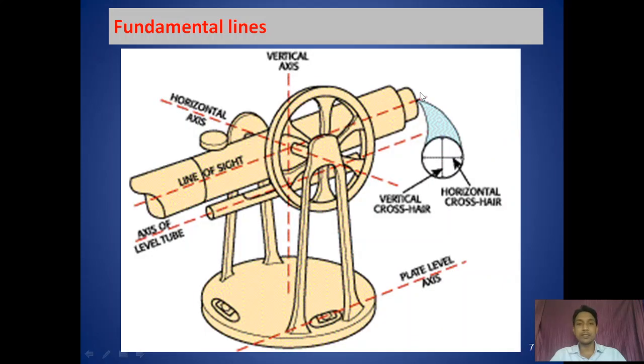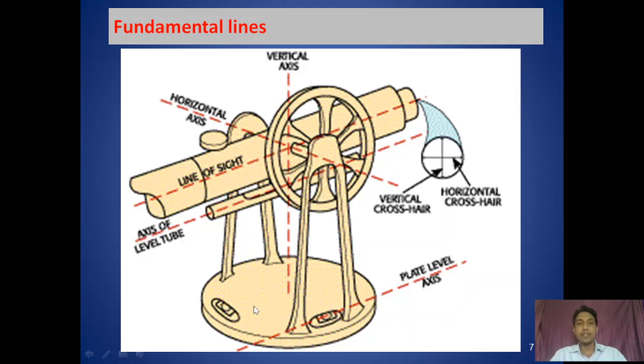So this is the figure which shows the different fundamental lines. Here vertical axis, horizontal axis, line of sight, axis of level tube. The level tube here has a bubble, and this line will be tangential to this bubble. And axis of plate level, again this axis is tangential to the plate level bubble. So these are the five axes.